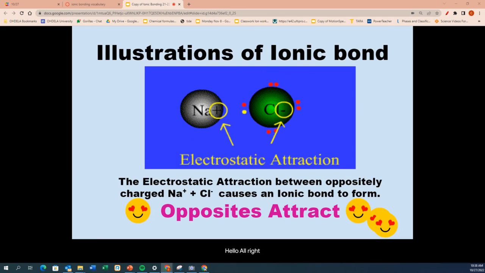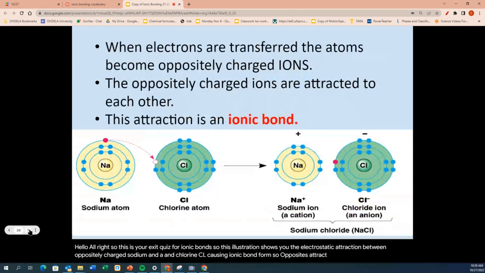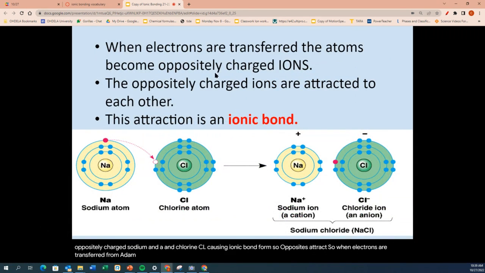All right, so this is your exit quiz for ionic bonds. This illustration shows you the electrostatic attraction between oppositely charged sodium (Na) and chlorine (Cl), causing the ionic bond to form. So opposites attract. When electrons are transferred from atoms, they become oppositely charged.